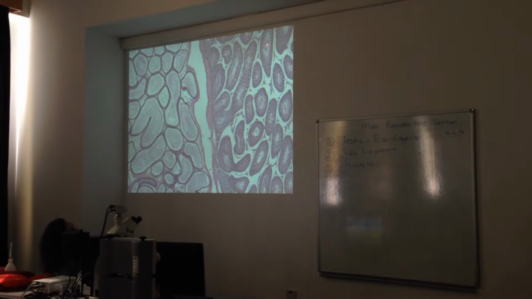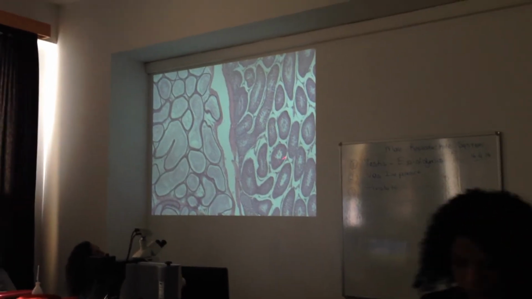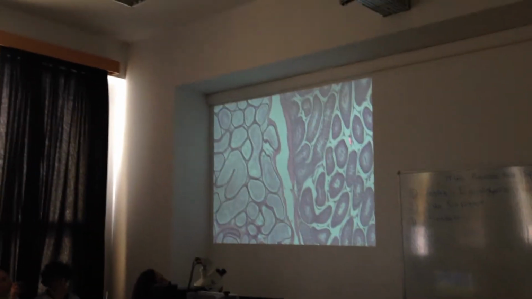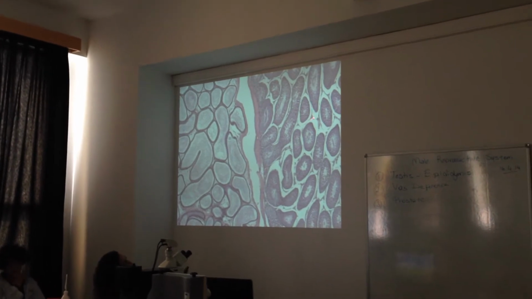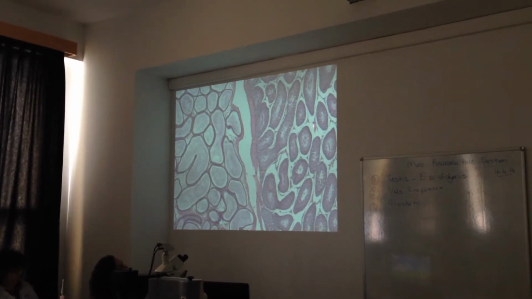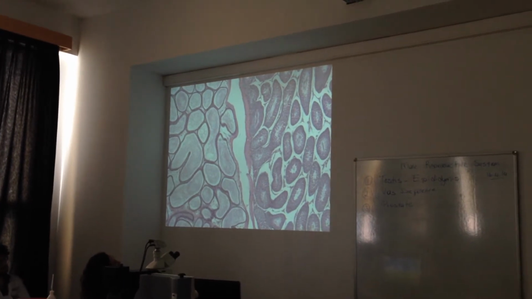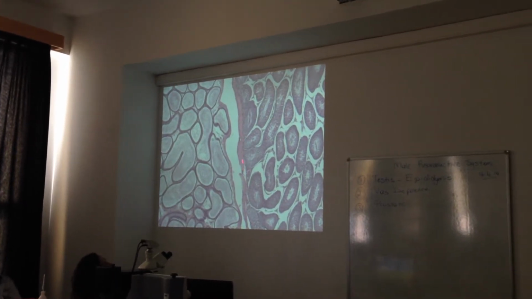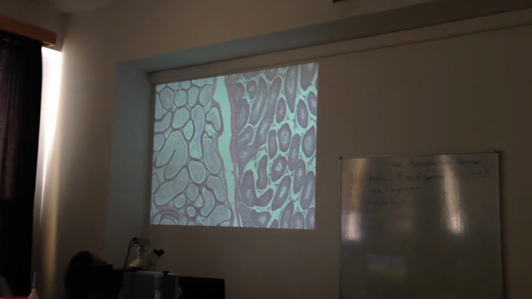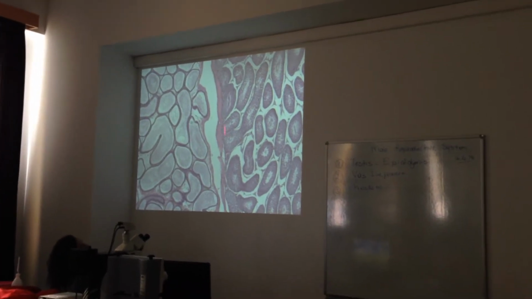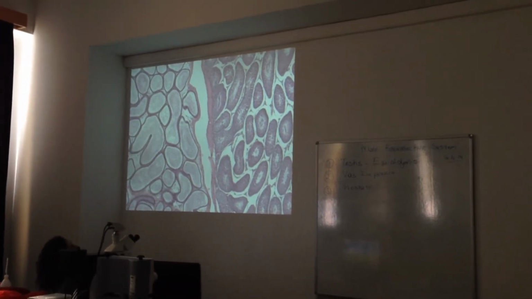The seminiferous tubules are filled with spermatogenic cells, and between the seminiferous tubules we can see the interstitial cells, the vessels, and the interstitial cells. And a thick, fibrous dense capsule, tunica albuginea, is covering the testis.